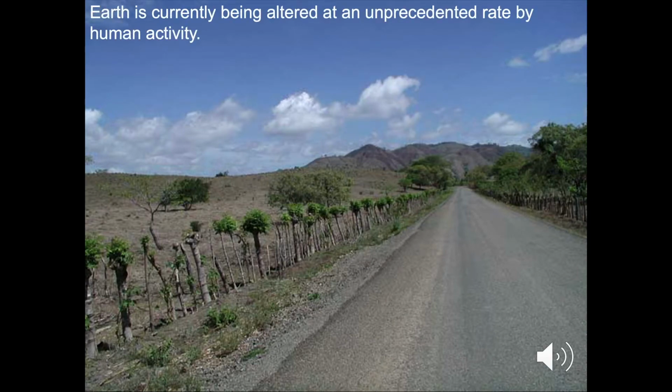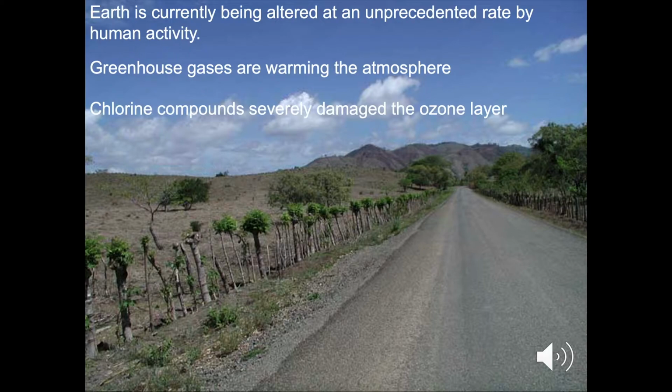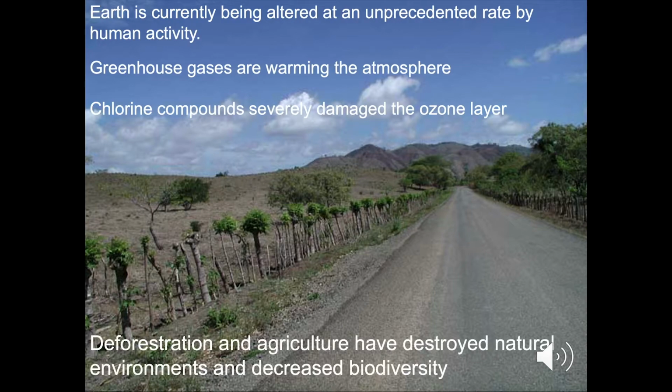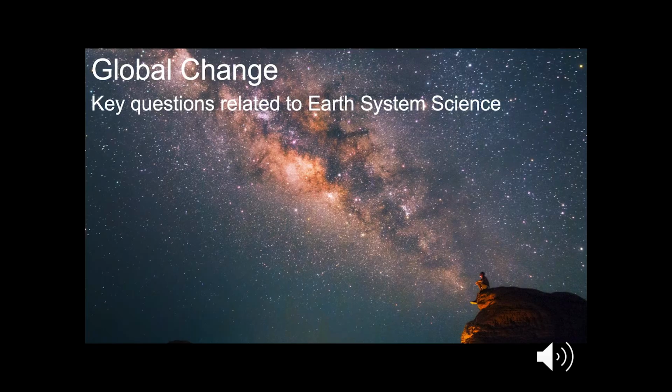The Earth is currently being altered at an unprecedented rate by human activity. Greenhouse gases are warming the atmosphere. Chlorine compounds severely damaged the ozone layer. It's now recovering. Deforestation and agriculture have destroyed natural environments and decreased biodiversity.